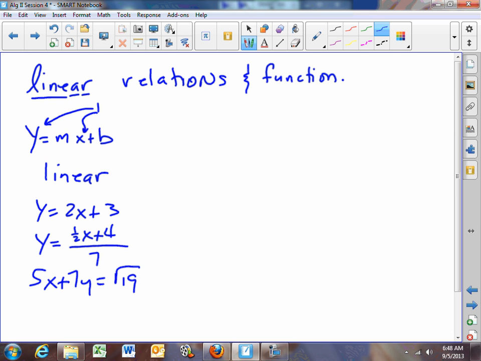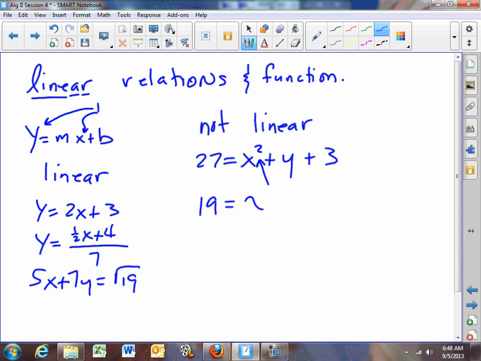Examples of things that are not linear would be anything that has an exponent other than 1 on one of the variables. If you had 27 equals x squared plus y plus 3, this would not be linear because of the exponent of 2. If you had 19 is equal to x times y, this wouldn't be linear because this term right here does not have a degree of 1. We'll talk about that later, but if you have x and y multiplied together, it's not going to be linear.